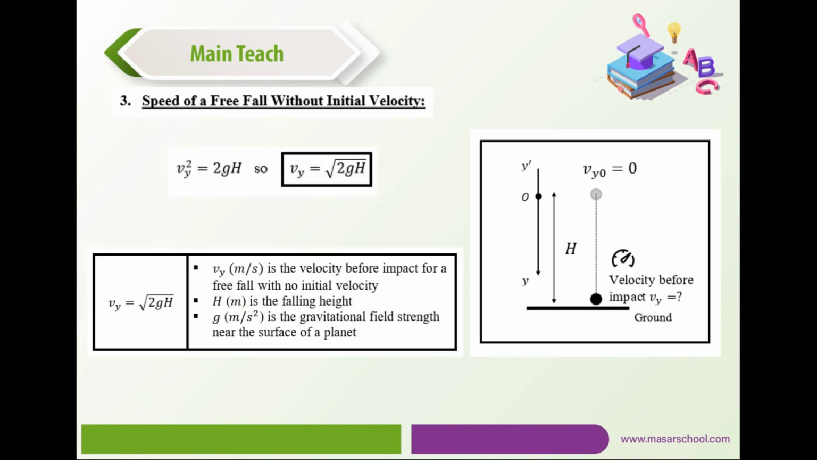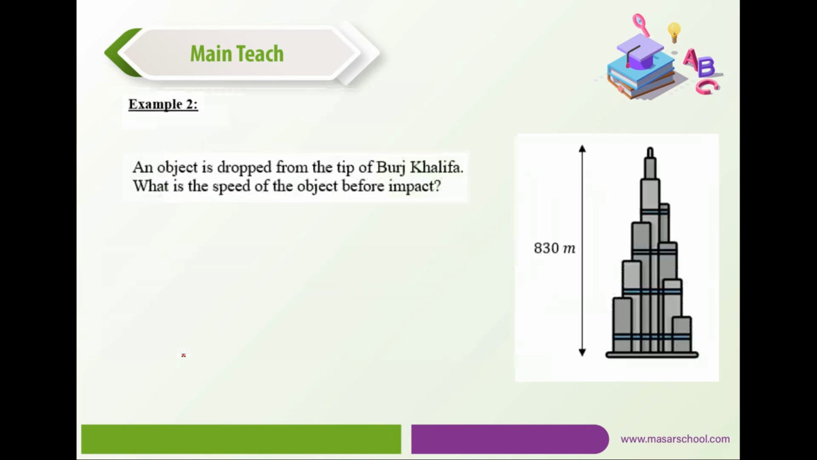Now, so let me recap. Any object released from rest, the speed will increase under the influence of gravity or generated by the gravity. Before it hits the ground, its speed is given by radical 2gh, but remember that we cannot ever use this formula if the object is released with initial velocity. We can only use it if the object is released without initial velocity. Vy would represent the velocity before impact, h is the falling height, and g is the value of the gravitational field strength near the surface of a planet.